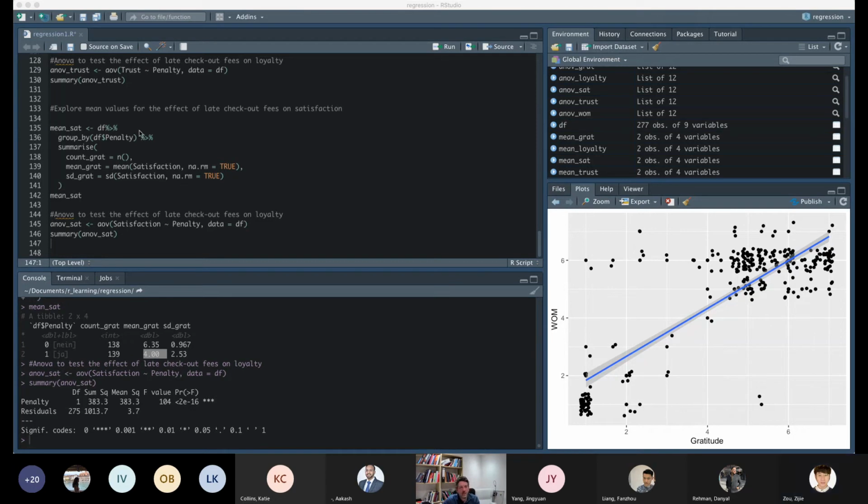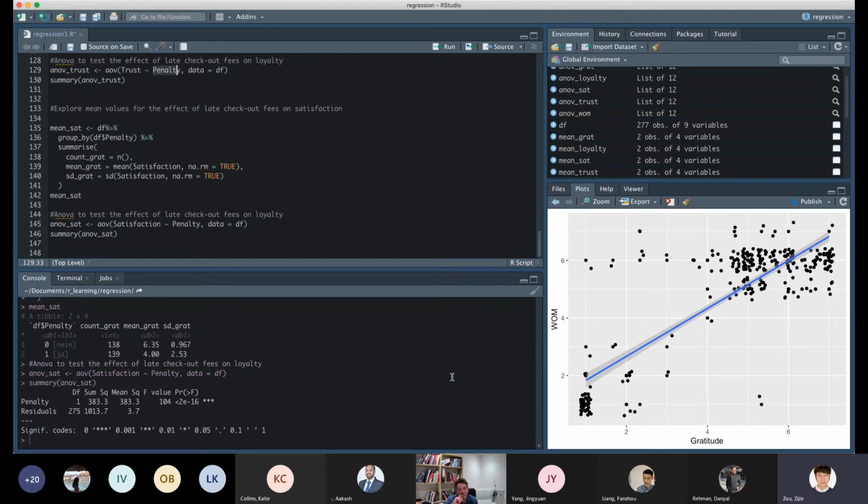So first of all, when we do the ANOVA, the penalty is the independent variable, and trust is the dependent, or the relationship variables are the dependent variables. So we look at the effect of the penalty fee on our relationship variables. So what was your question now?